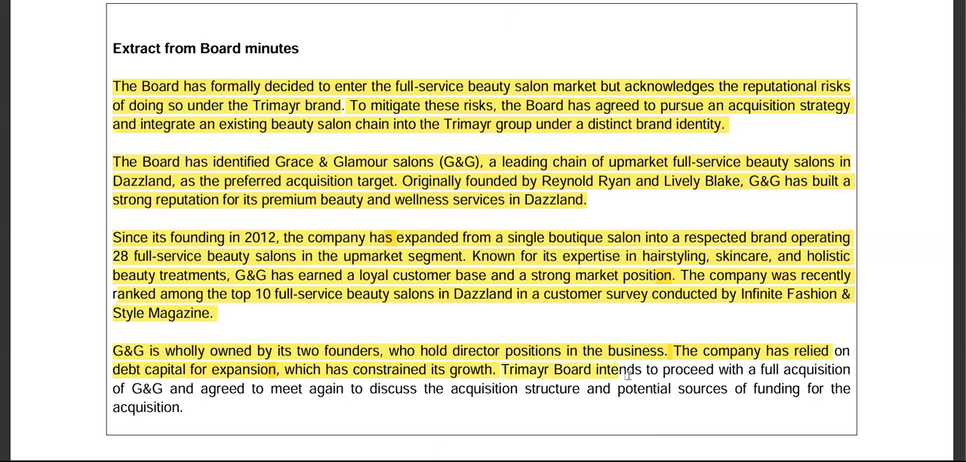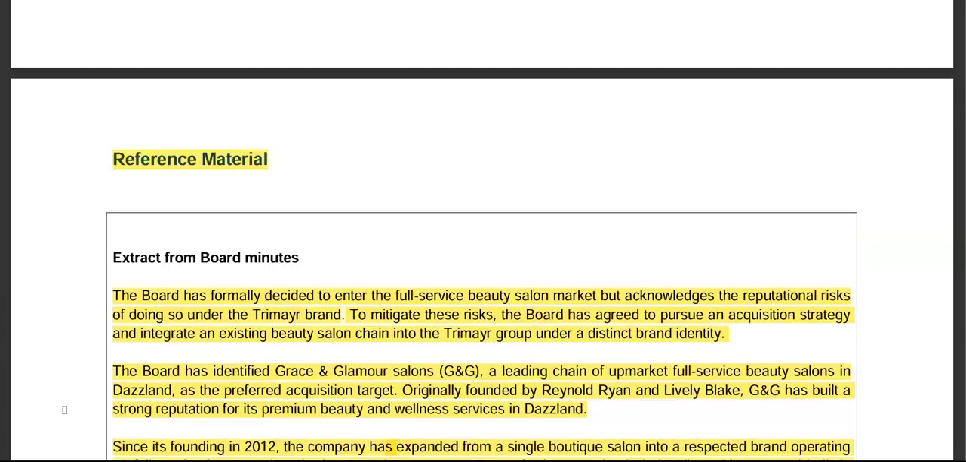Trimayr board intends to proceed with a full acquisition of G&G and agreed to meet again to discuss the acquisition structure and potential sources of funding for the acquisition. Okay, so Trimayr wants to acquire the company 100%, a full acquisition. And that means the two founders will have to bid farewell to their company. Highly unlikely, but yeah, that's what we are looking at.